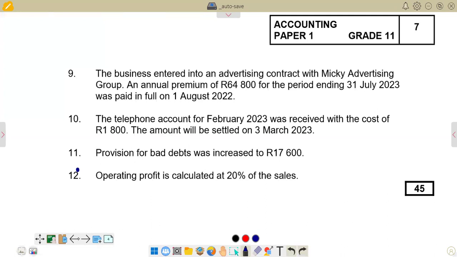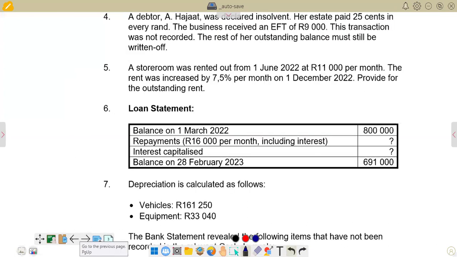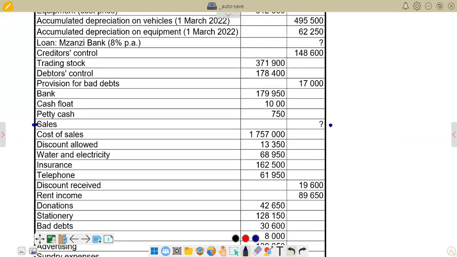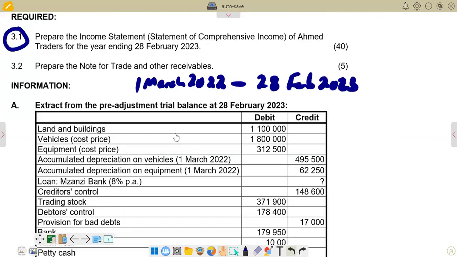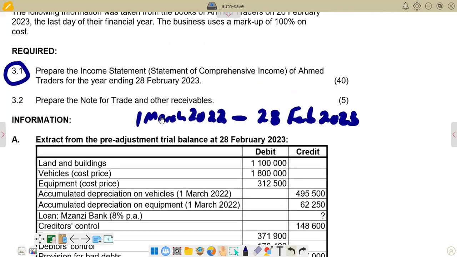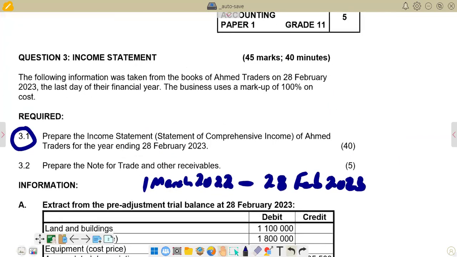But if you go to the beginning of the question, we have something that can lead us to the calculation of the figure for sales. So if you come here at this section, we are given the business uses a markup of 100% on costs, which is very important. Remember, when we say our cost price, we add our markup, you get your selling price. So this is what we have, we get our sales.